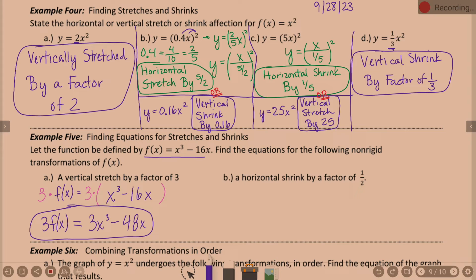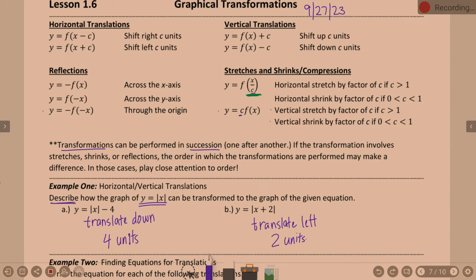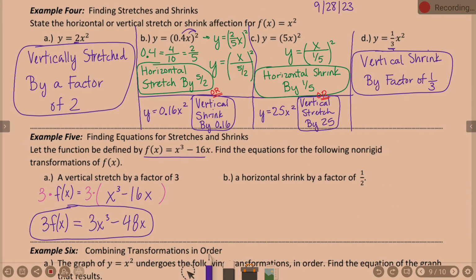B. A horizontal shrink by a factor of 1/2. So go back to that first page. How am I going to show a horizontal shrink? We're looking at that form right there, yes? F of x divided by c. So I'm going to think of this as f of x divided by what? 1/2. Because it asked me to do a horizontal shrink by a factor of 1/2. So that means it's going to be x divided by 1/2.